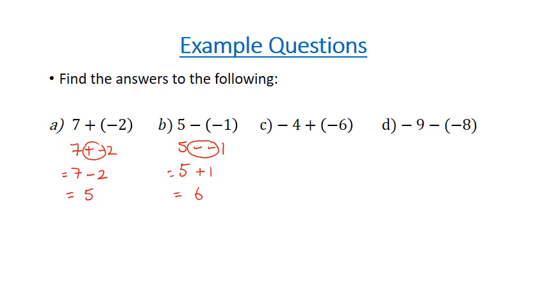In our third example, we have -4 adding -6. Here we have a positive and a negative next to each other, so we can rewrite that with just a simple negative, and we end up with -10. In our last example, we've got -9 take away -8. We have two negatives next to each other, so we can rewrite this as -9 plus 8, which gives us an answer of -1.